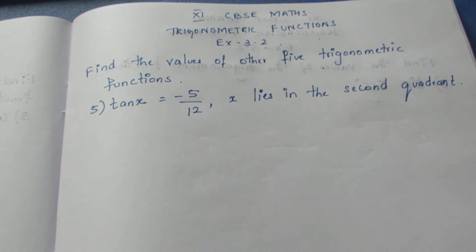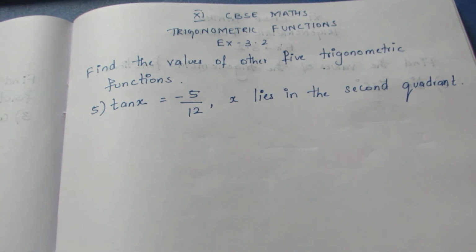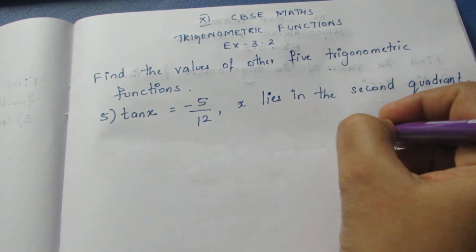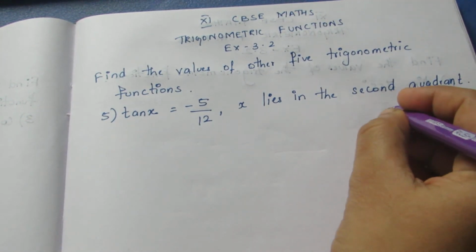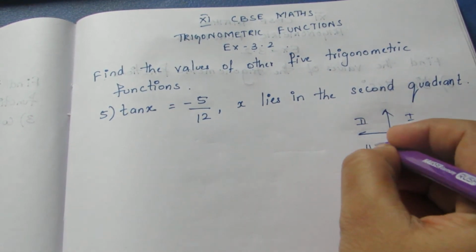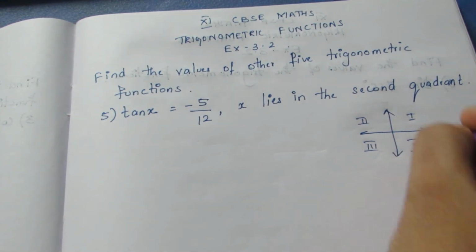Let's see the question. Find the values of other 5 trigonometric ratios. They have given tan x is equal to minus 5 by 12, which lies in the second quadrant. First let me draw the quadrants. This is your first, this will be your second, third and fourth.